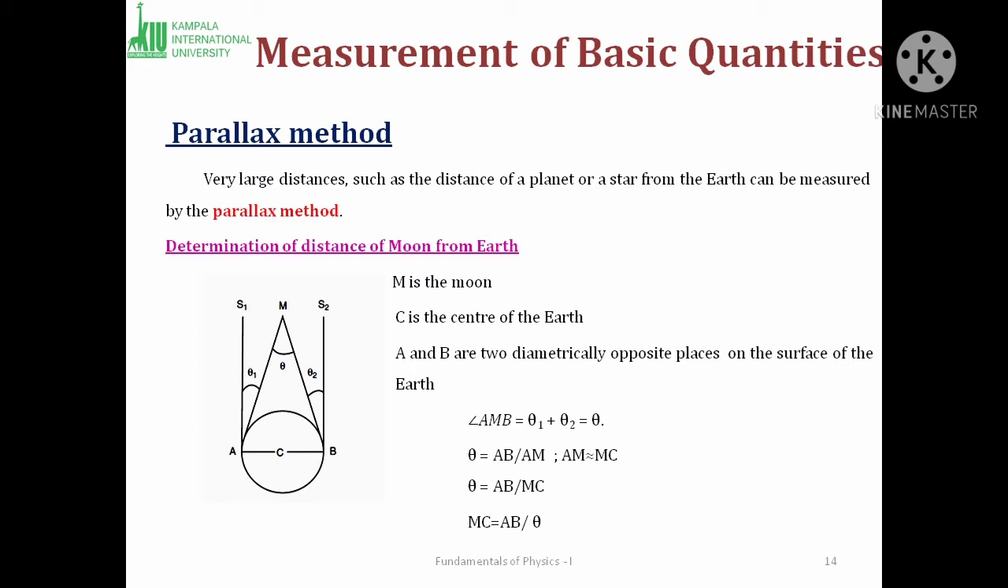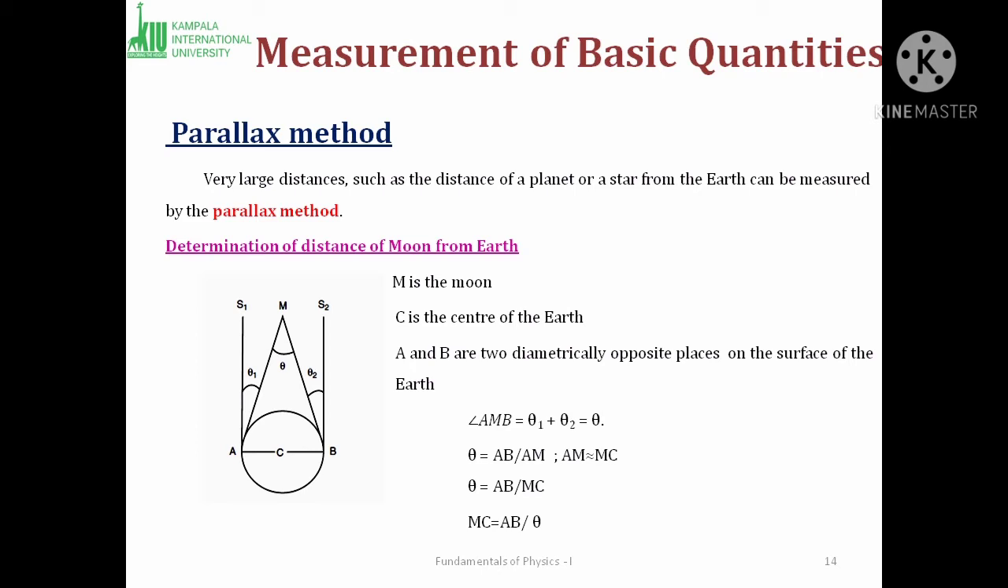So the total parallax of moon is theta 1 plus theta 2, that is equal to theta. Theta is equal to theta 1 plus theta 2. So from the triangle AMB, theta is equal to AB divided by AM. Here AM is approximately equal to MC. So theta is equal to AB divided by MC. From this we can find MC. MC is equal to AB divided by theta. So knowing the value of AB and theta, we can find the distance. So AB, that is the diameter of the earth. We know that the radius of the earth is 6.4 into 10 to the power 6 meter.